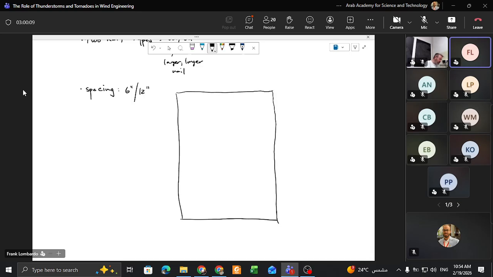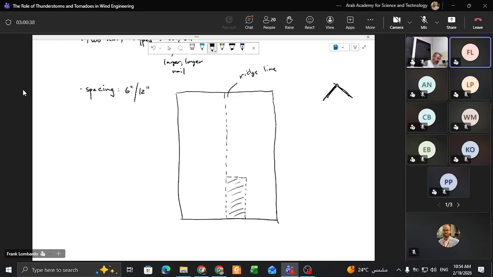Okay. This is a gable roof. If you look at it head on, it maybe looks something like this. From the top, this is the ridge line of the roof. We're going to look at basically a roof panel that sits on the ridge. It looks something like this.